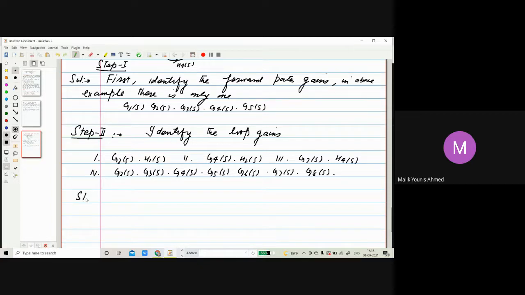Step number 3. Step number 3 is identify the non-touching loops taken 2 at a time. Now loop gains you have in front of us. You have to identify non-touching loops. Loops mean loop gains taken 2 at a time.